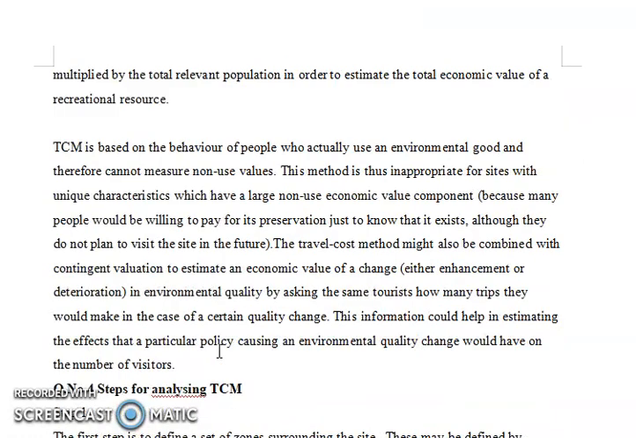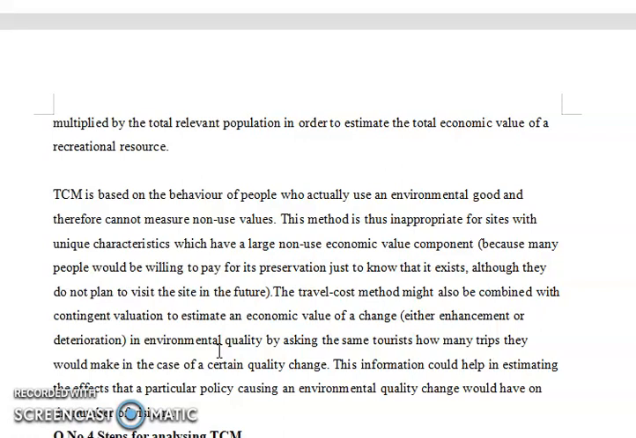The travel cost method is based on the behavior of people who actually use an environmental good, and therefore cannot measure non-use values. This method is thus inappropriate for sites with unique characteristics which have a large non-use economic value component, because many people would be willing to pay for its preservation just to know that it exists, although they do not plan to visit the site in the future.